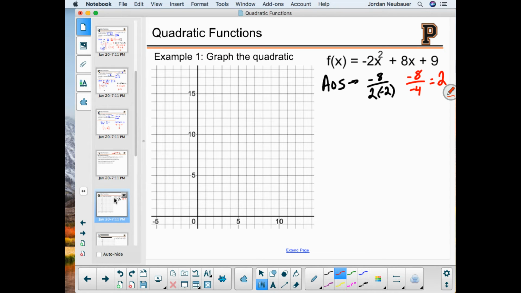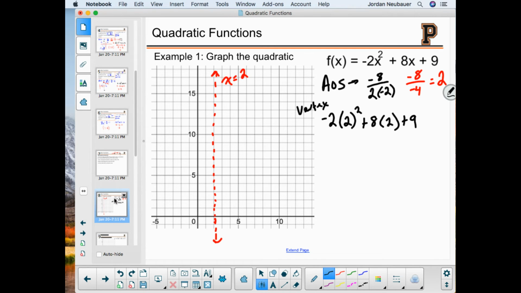So what I'm going to start with is just a dashed line right here at 2. All right, I'll label it. This is my AOS. Next thing, I need to find the vertex, and the vertex is just taking 2 and plugging it into the equation. So we got -2 times 2 to the second power plus 8 times 2 plus 9. So this will help me to find that vertex.